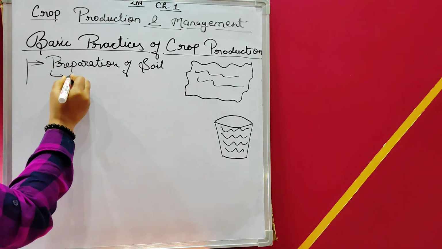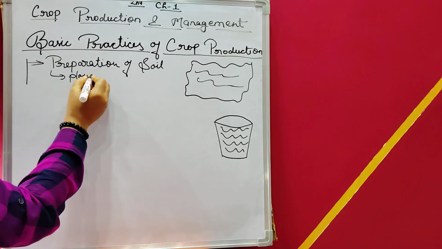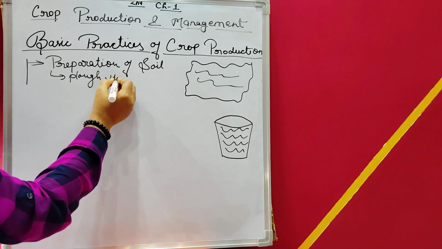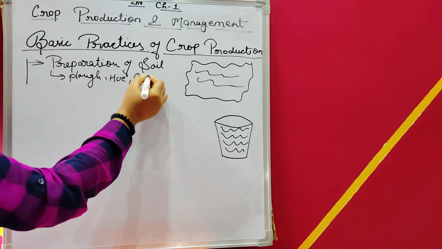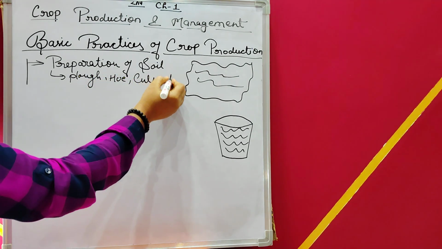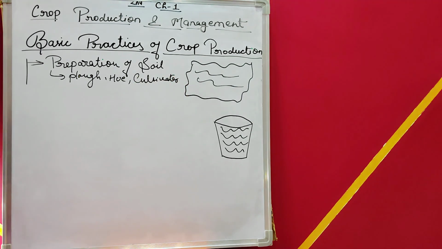These tools are a plow, hoe, and cultivator. You can see the picture in your chapter. Getting it? So why is it needed? Just because the roots of the plant penetrate deep into the soil. So this process is very important. This is the first step, that is, the preparation of soil.